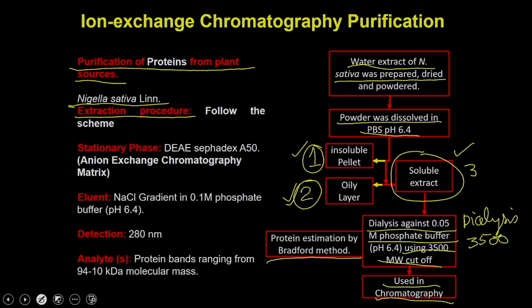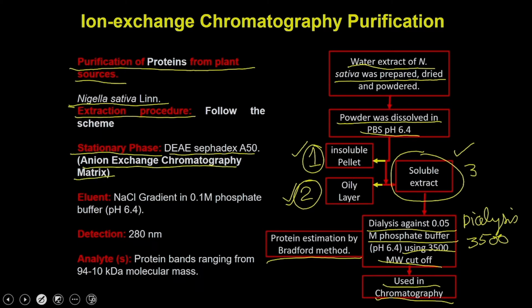The chromatography will be done by packing the matrix into the column. In this case, we are using DEAE Sephadex A50. DEAE Sephadex, if you remember, is an anion exchange chromatography matrix.